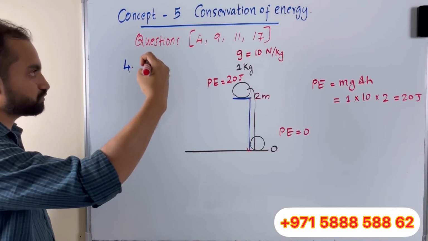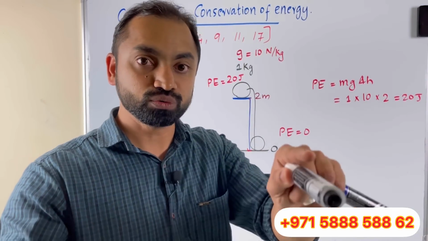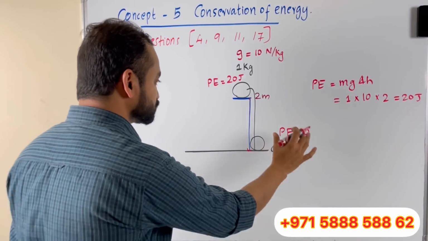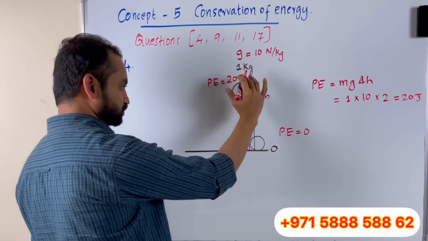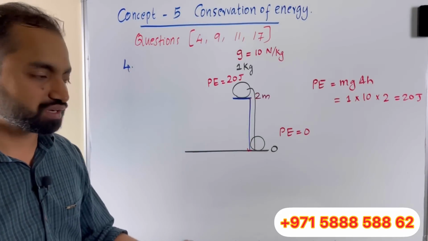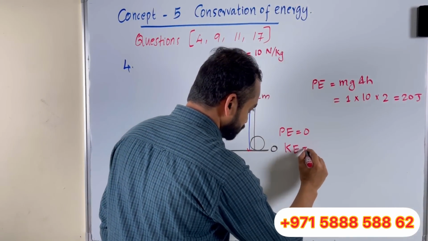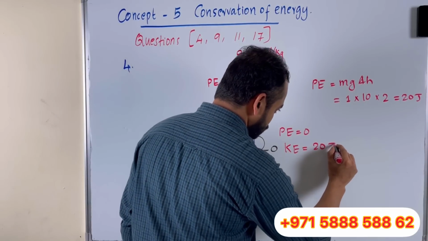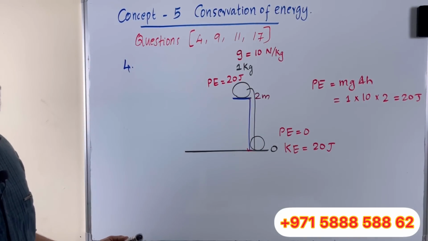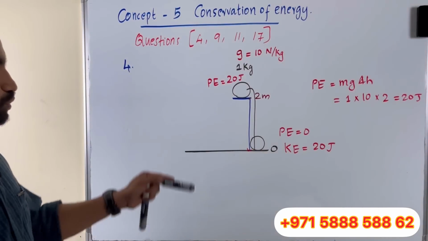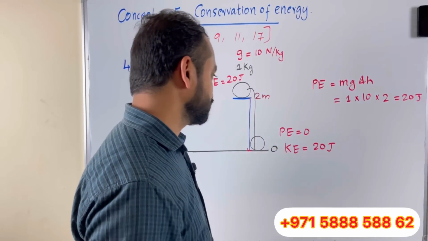So what happened to the potential energy? The law of conservation of energy states that energy cannot be destroyed. So this 20 joule of potential energy changed to the kinetic energy of the ball. The kinetic energy of the ball when it reaches the bottom is equal to 20 joule. So according to the law of conservation of energy, the decrease in potential energy is equal to the gain in kinetic energy.